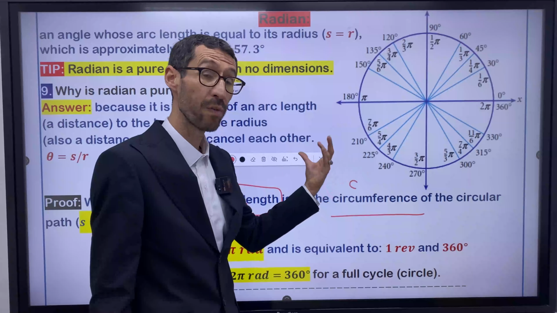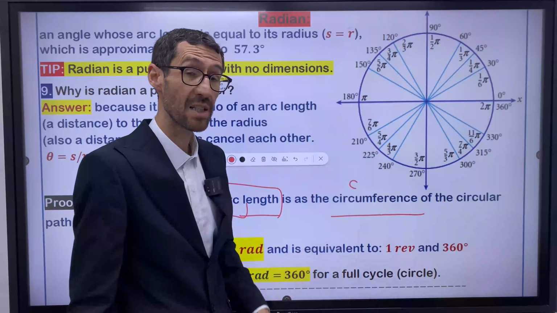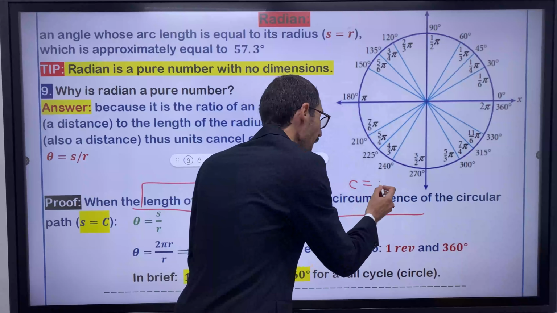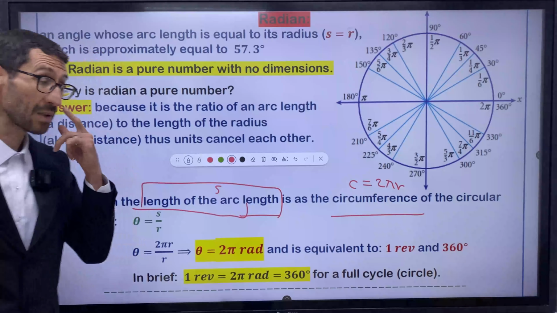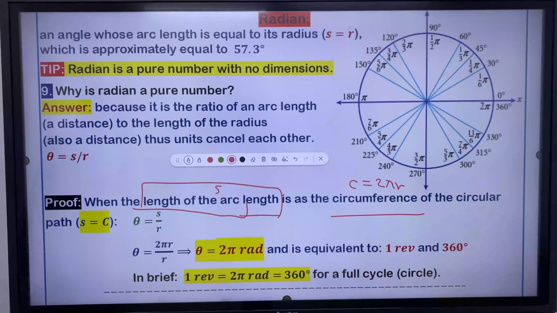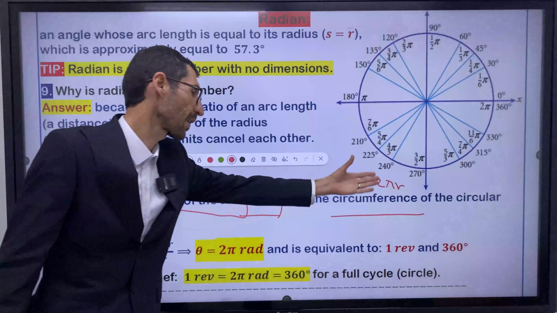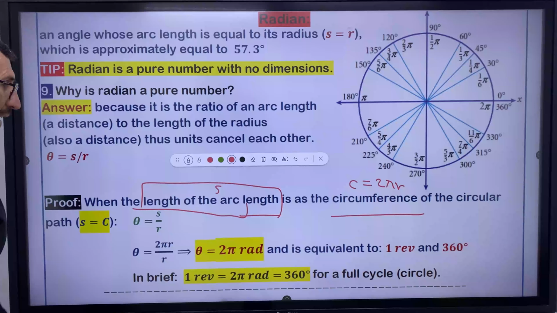In this situation, I'm going to remind you of the rule for the circumference of a circle. Actually, the circumference of a circle is equal to 2 pi r. I'm sure you know it, and you got it in mathematics; I'm just reminding you of this equation.